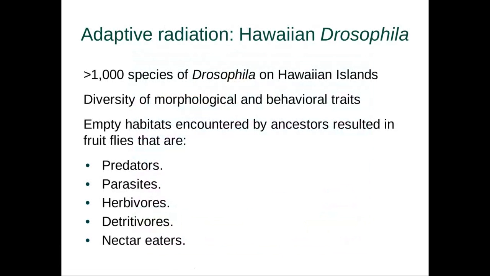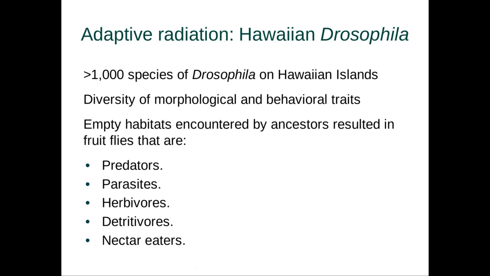Now, as I mentioned, we see adaptive radiation in island organisms. An example I mentioned earlier is the Hawaiian Drosophila, but we're going to dive a little bit deeper into that explanation now. Now, Drosophila, or just fruit flies, we know that greater than 1,000 species of Drosophila exist on the Hawaiian Islands alone.